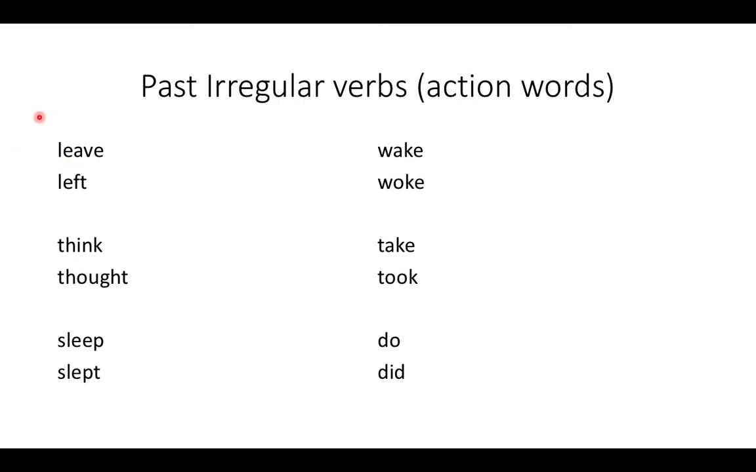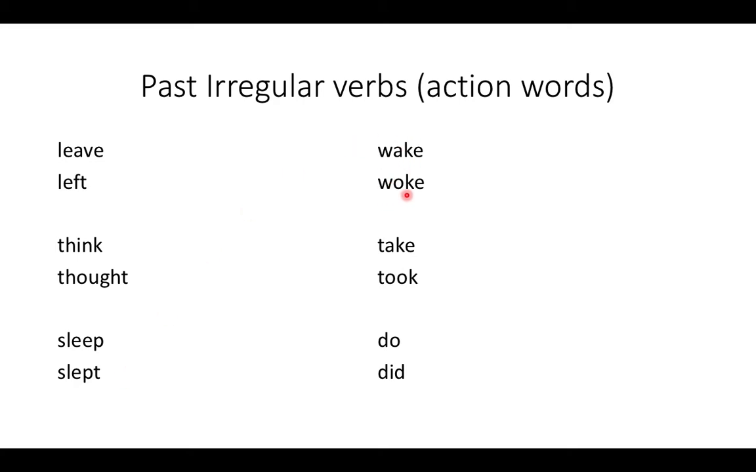So some more past irregular verbs are leave. That's the present. Left is the past. Think is present. Thought is past. So I think I will go to the store. And you said, I thought I would go to the store. I thought is past tense. Sleep, slept. Instead of saying I sleep in, you could say I slept in, and that would let the person know that you slept in before right now, like this morning. If you said I sleep in, that means you do it every day.